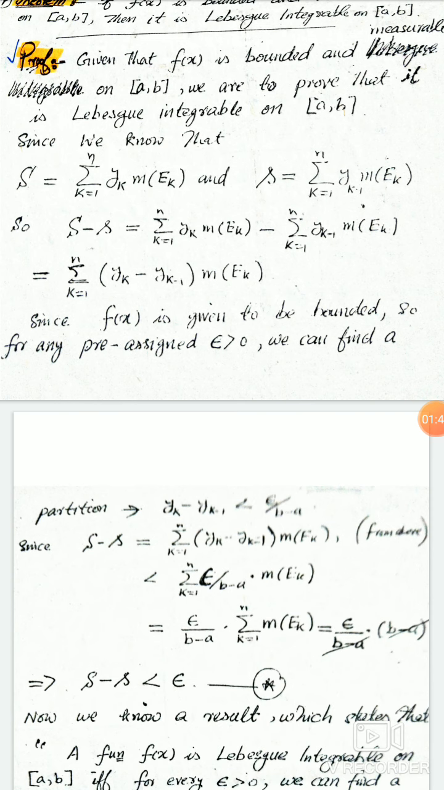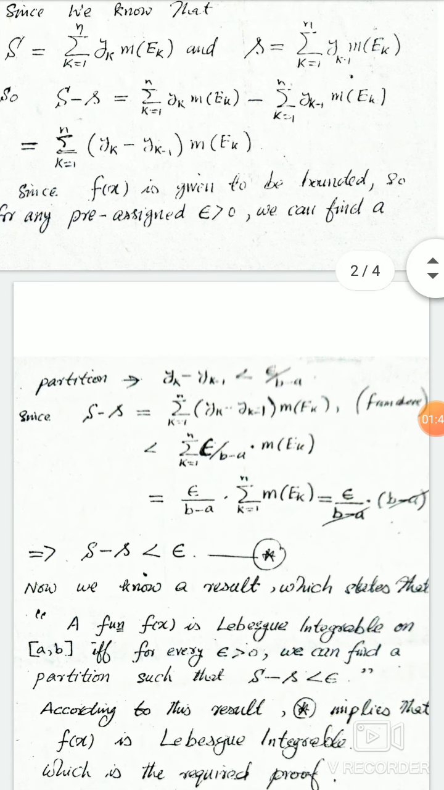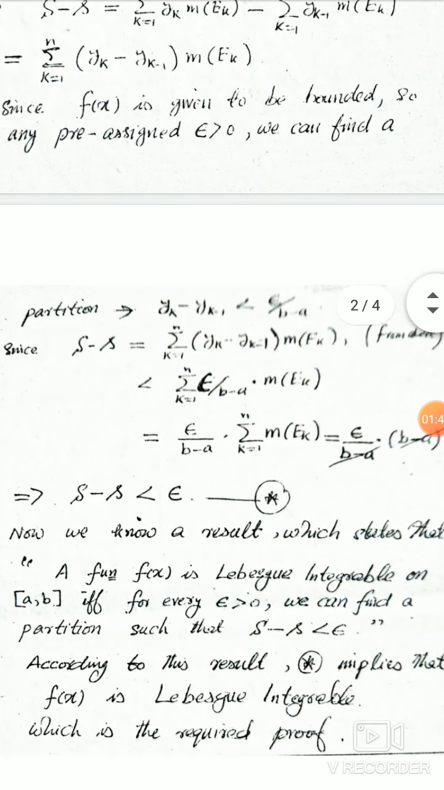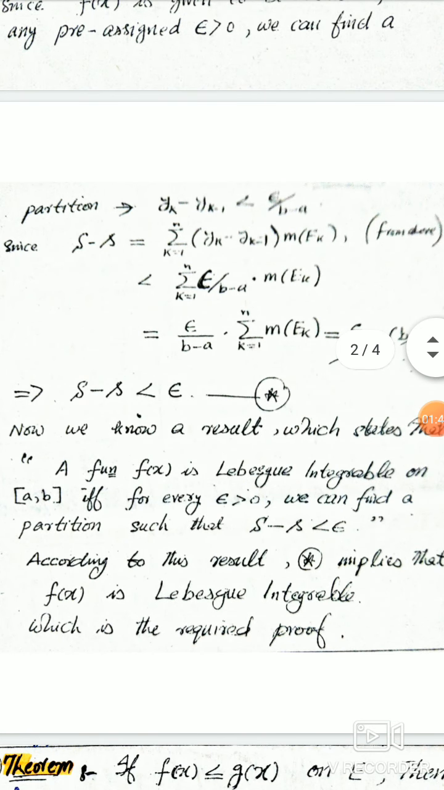Now since capital S minus small s is equal to the summation from k equals 1 up to n of (y_k minus y_{k-1}) m of e_k, the summation is as it is, m of e_k is as it is, and instead of y_k minus y_{k-1} we will put epsilon divided by b minus a. Now epsilon divided by b minus a is common because the summation does not apply on it. Now we have the summation from k equals 1 up to n of m of e_k.